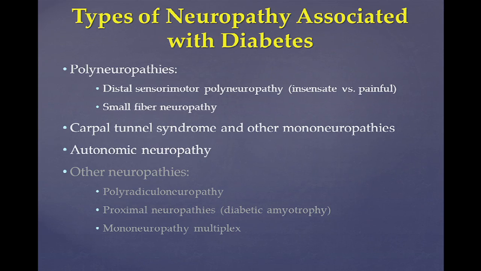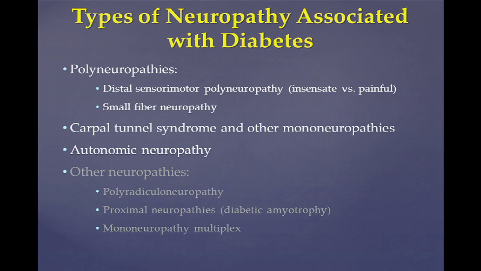So what are polyneuropathies? Well, polyneuropathies are the ones that we sort of think of as being neuropathy. When our patient comes in complaining that their feet are numb and tingling and burning, that's a polyneuropathy. So it's usually distal predominant. It can be insensate, where the problem is mostly that there's sensory loss, or it can be painful, where the predominant problem is the pain.